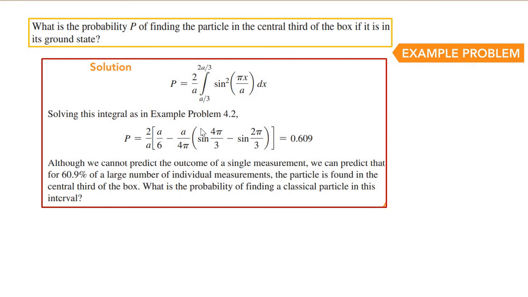If you simply evaluate this integral, you will get 0.609. That means although we cannot predict the outcome of a single measurement, which is the third postulate, we can predict that for 60.9% of a large number of individual measurements, the particle is found in the central third of the box. What is the probability of finding a classical particle in this interval? It would be completely different if you consider the classical case. So that is the significance of this problem and how it is connected to the postulate.